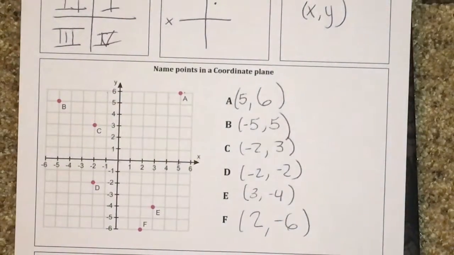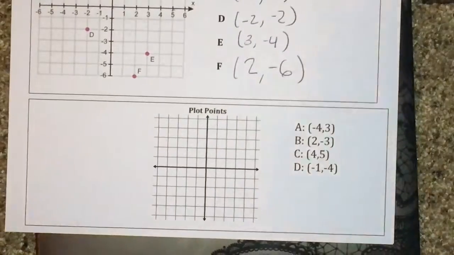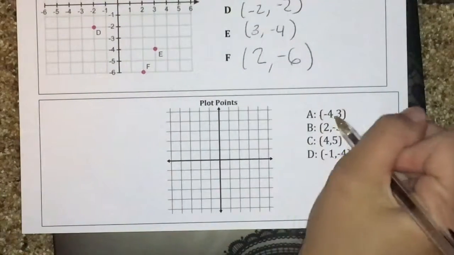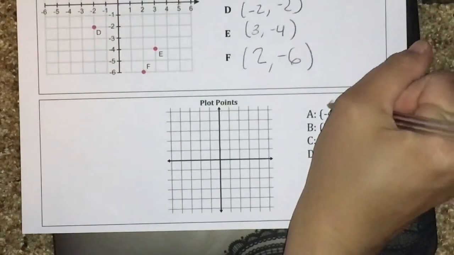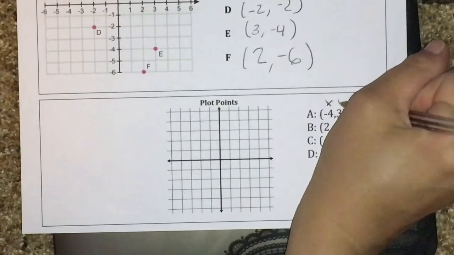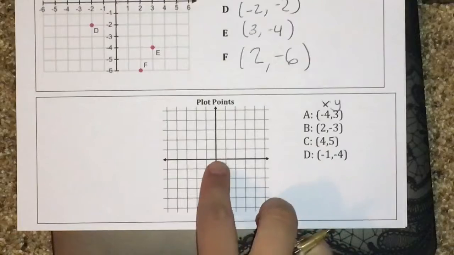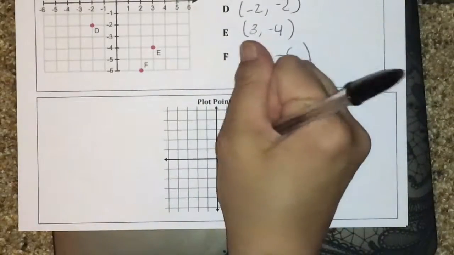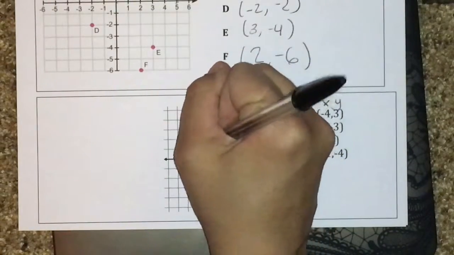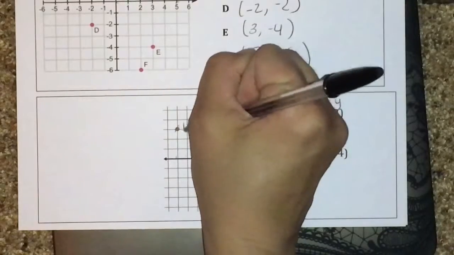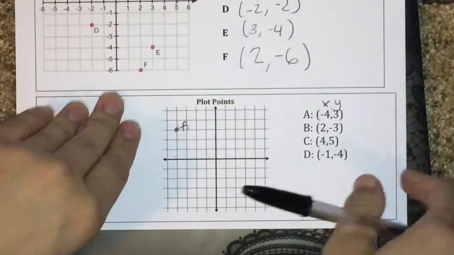You also should be able to know how to plot points. So if A is -4, 3, that means that my x is -4 and my y is 3. So I'm always going to start at the origin. I'm going to go left, 1, 2, 3, 4, and up 3. And plot that as point A.